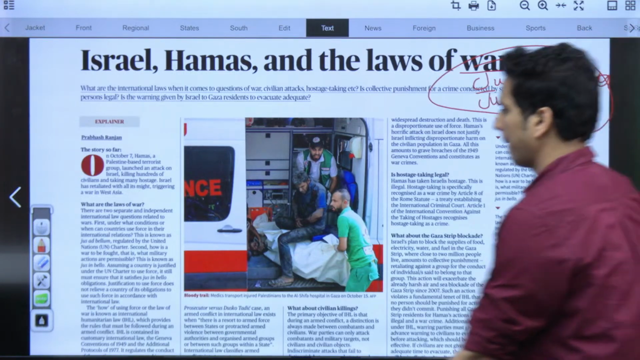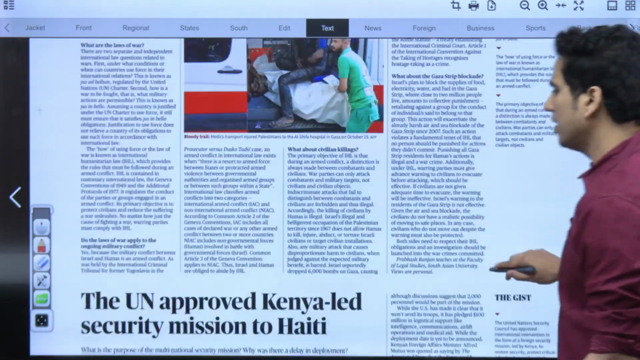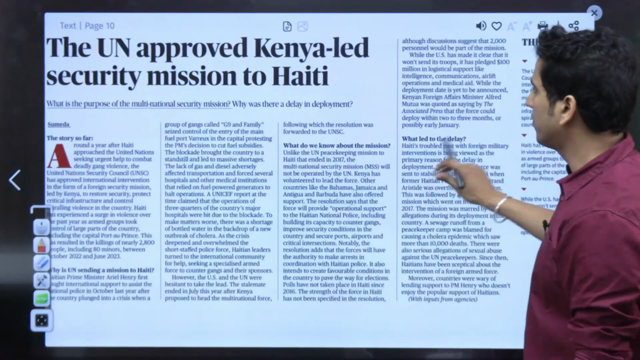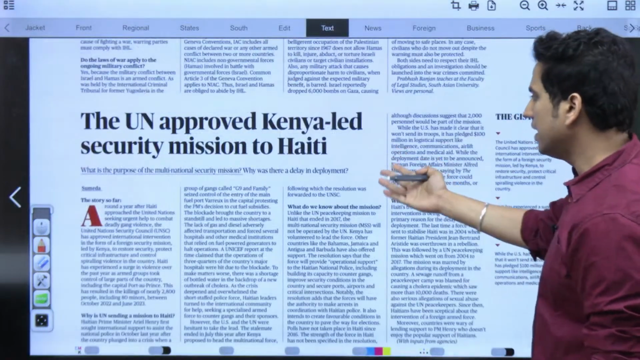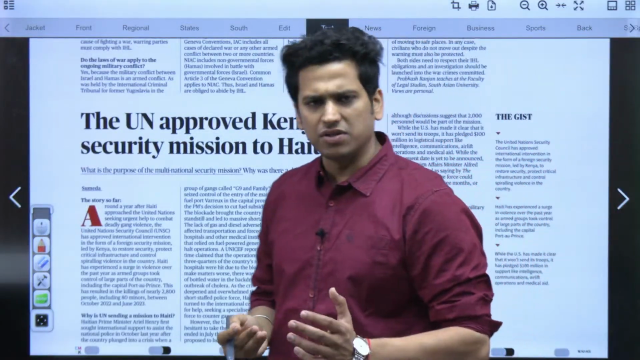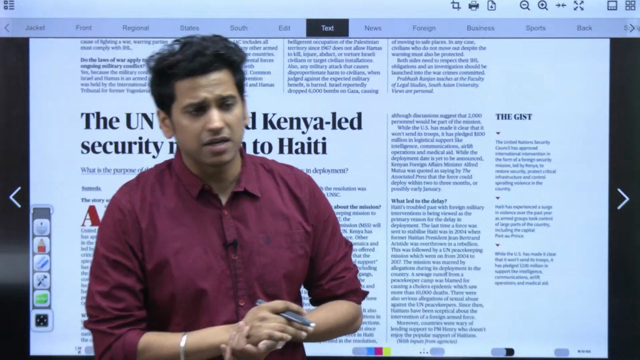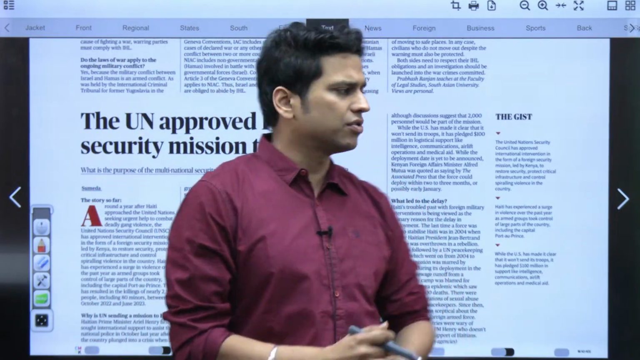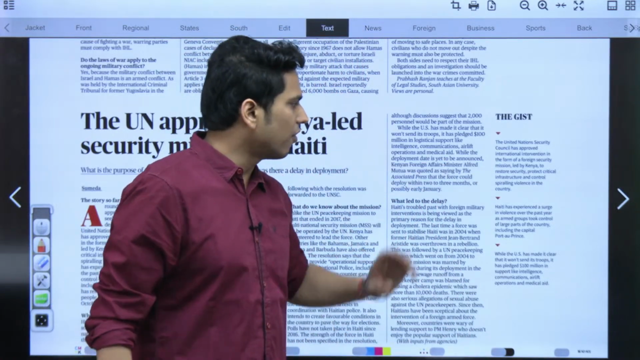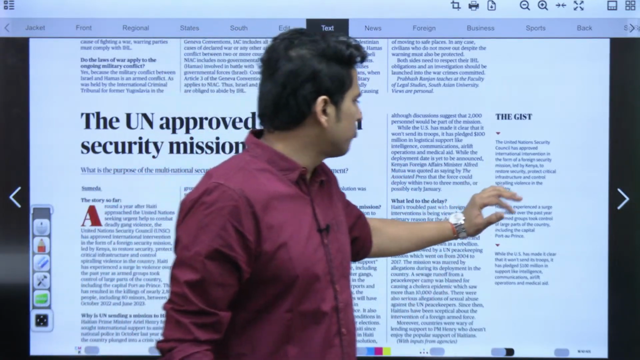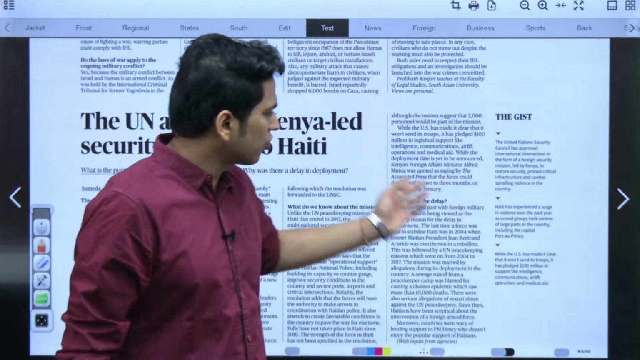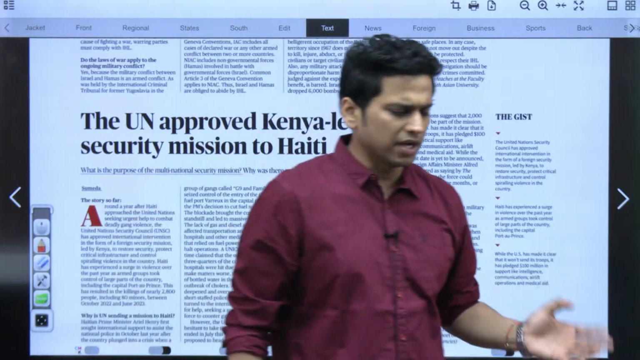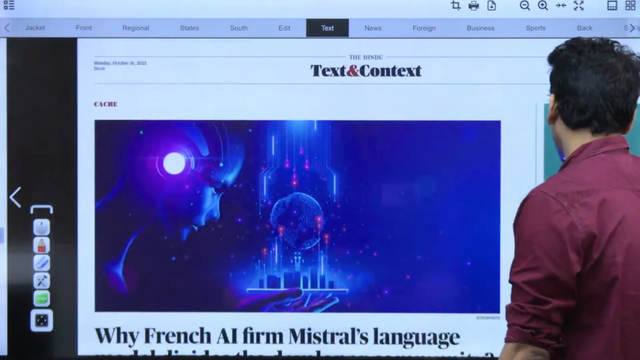Okay, moving to the next part. The UN approved a Kenya-led security mission to Haiti. This is a basic problem in Haiti: the area has been taken over by non-state actors, so there is a lot of violence happening. A particular mission led by Kenya has been approved to restore security, protect the country's critical infrastructure and control the spiraling violence in the country. So, just a basic understanding related to Haiti.